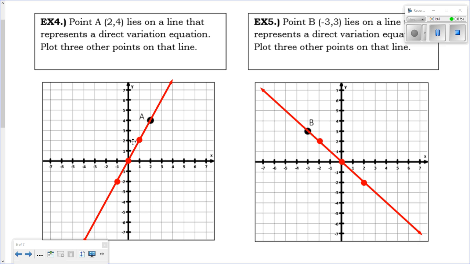And the way you can check is you can take your points, like if you do the point negative 3, 3, if you do y divided by x, that gives you negative 1. Well, look at the point I plotted here, negative 2, 2. If I do 2 divided by negative 2, that also gives me negative 1. So if you take those points and do y divided by x and get the same number, you know you did it right.